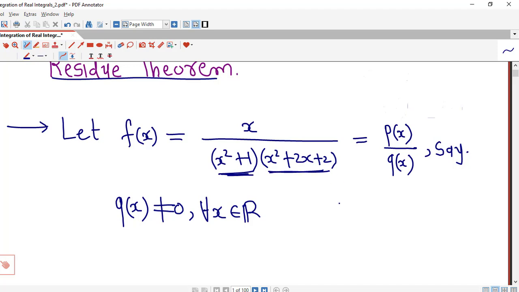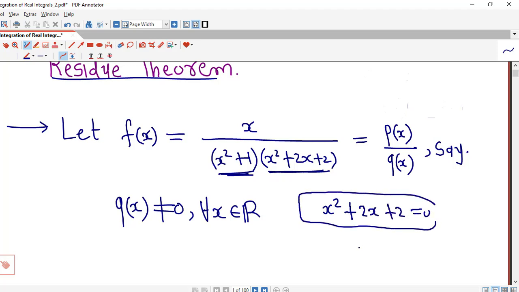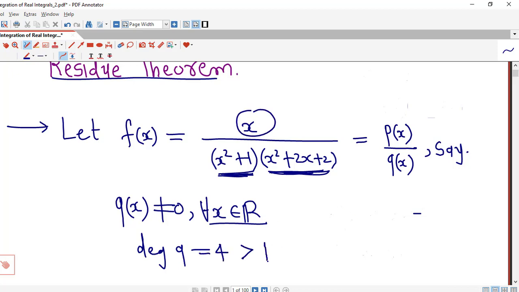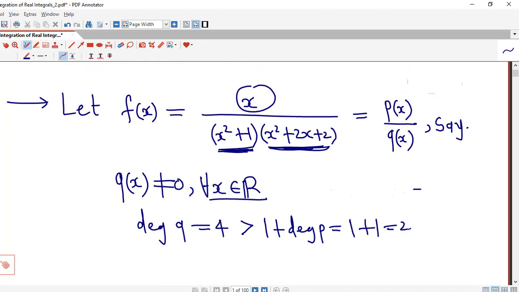This is also going to be non-zero. x square plus 2x plus 2 will never be 0 for any x. If we solve this equation, there will not be any real value of x for which this equation is satisfied. So this equation has no real root, and therefore this is also non-zero for every x belonging to R. And the degree of q(x) is the degree of this plus the degree of this, that is 2 plus 2, 4. So here the degree of q is 4 and the degree of p(x) is 1. So it is strictly greater than 1 plus degree of p, or 1 plus 1, that is 2. So that condition is satisfied here.